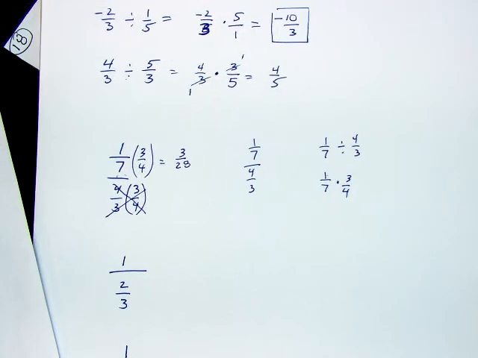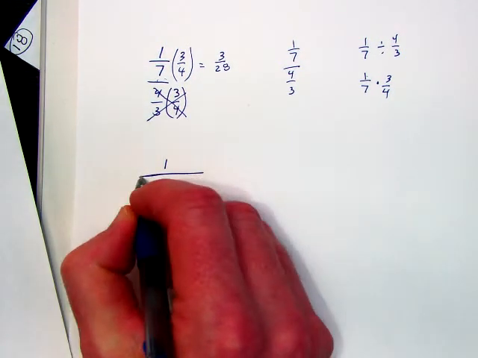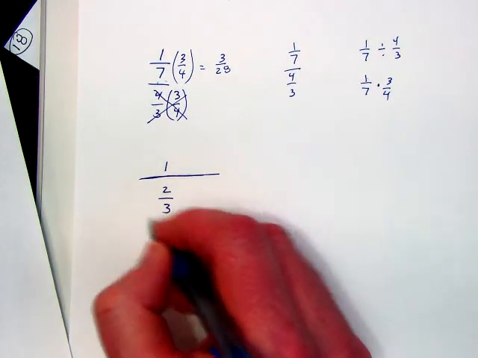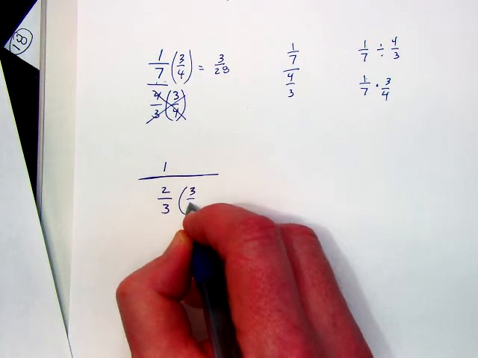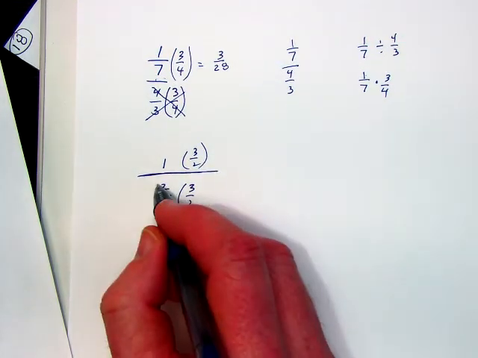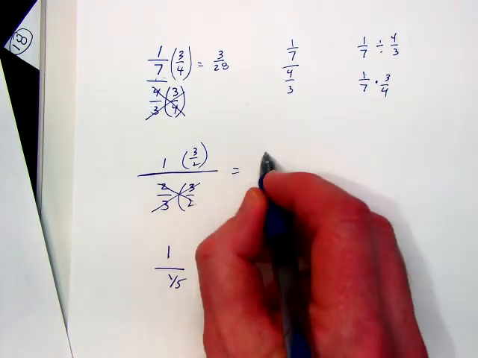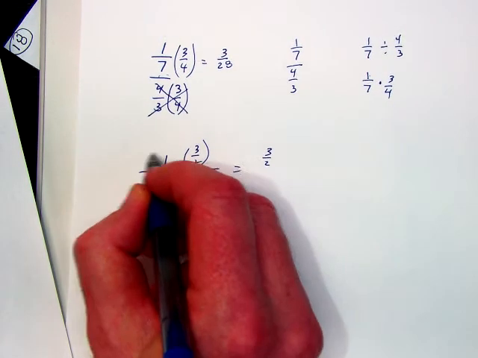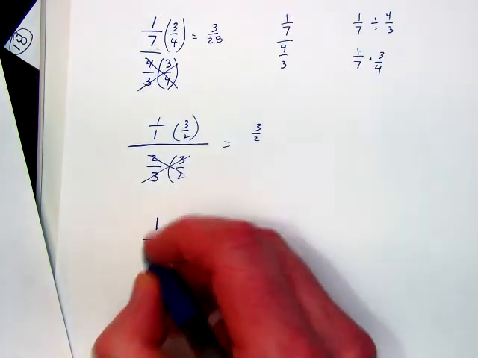Okay? All right, so this is 1 over 2/3. So how would I get rid of the 2/3? I'm going to multiply by the reciprocal, which is 3 over 2. Because that gives me a denominator of 1. And what am I left with? Well, 1 times 3/2 is just 3/2. Because that's really 1 over 1. There, I'm done.